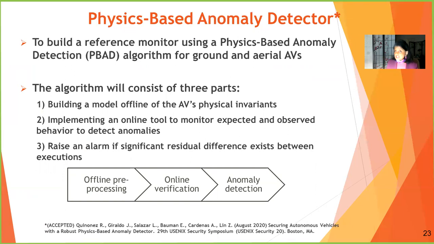So it's based on physical properties, not our traditional computers, right? They are not really based on physics. That's more based on mathematics, bits, zeros and ones. This is physics-based for ground and aerial vehicles. We didn't do it for sea vehicles. The algorithm has 3 parts. We build a model offline of the AVs' physical invariants. We implement an online tool to monitor expected and observed behavior to detect anomalies, raising an alarm if a significant residual difference exists between executions, right? So we have offline pre-processing, do a lot of processing, online verification, and then we detect anomalies. The paper was published in USENIX Security in 2020.